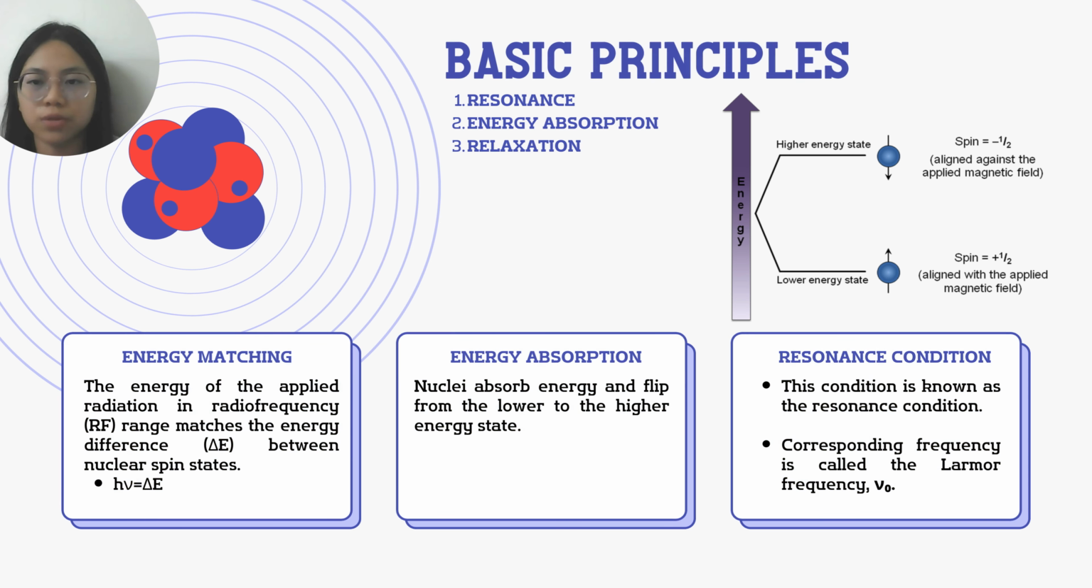Energy absorption and resonance are key concepts in NMR. When the energy of the applied radiation in the radio frequency (RF) range matches the energy difference between the nuclear spin states, nuclei absorb energy and transition from the lower to the higher energy state. This condition is known as the resonance condition, and the corresponding frequency is called the Larmor frequency. NMR can differentiate between different elements and isotopes because each specific nuclide absorbs energy at a very specific frequency.